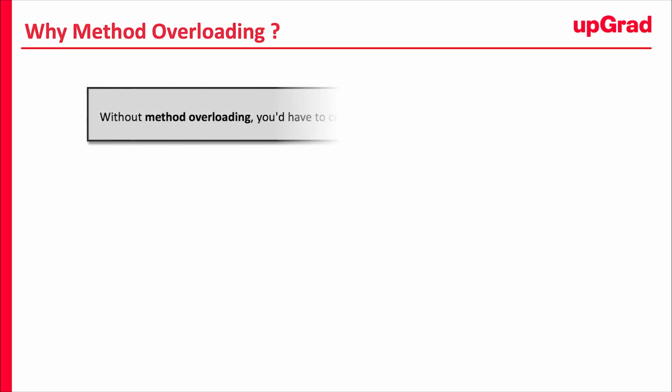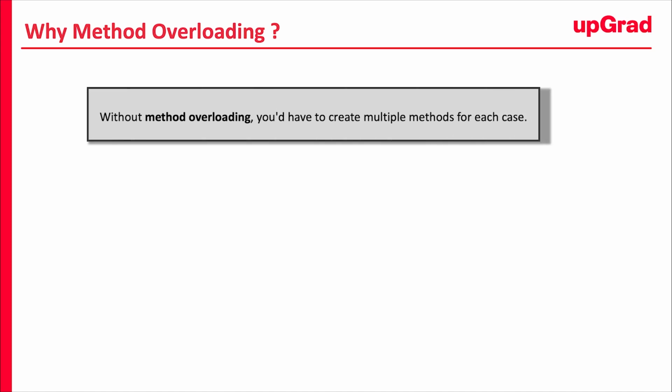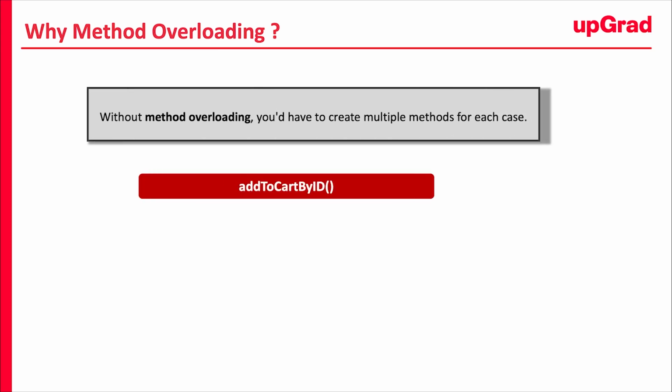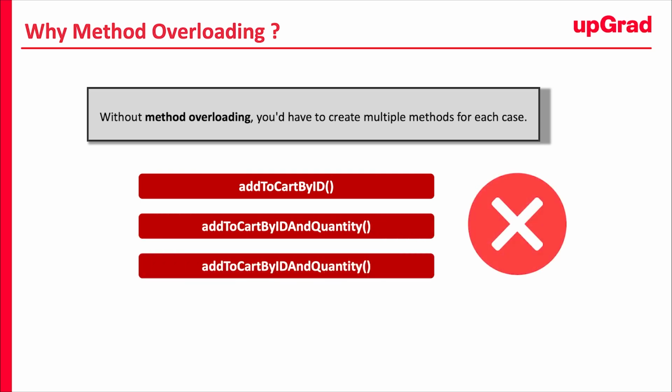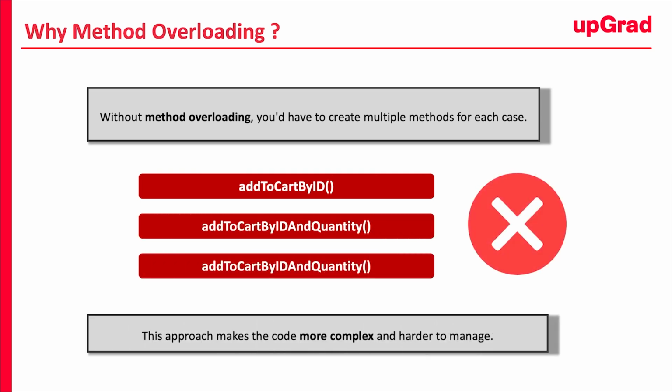Now, without method overloading, you would have to create multiple methods for each case. For example, add to cart by ID, add to cart by ID and quantity, and add to cart by ID, quantity, and details. Now, this approach makes the code more complex and harder to manage. Although the methods perform the same function, adding items to cart, they have different names, leading to redundancy and confusion. You can definitely do that, but this approach is not the best approach.